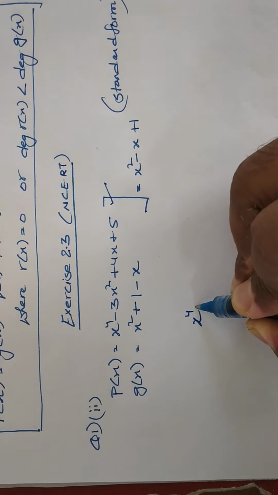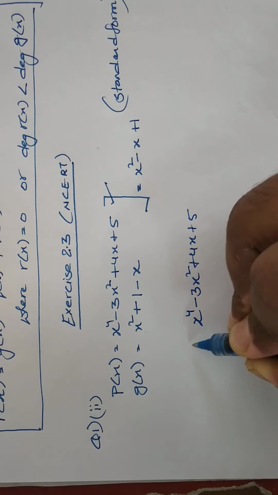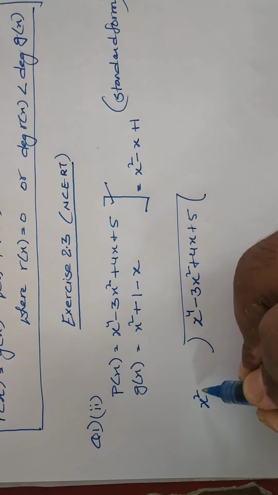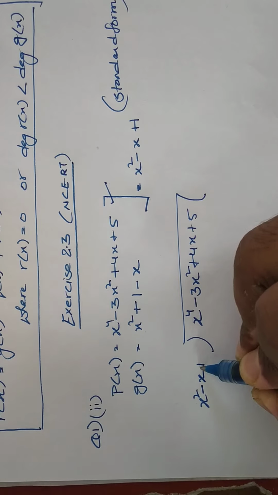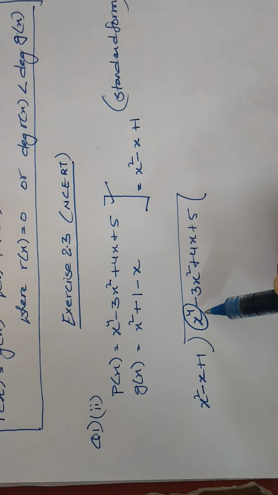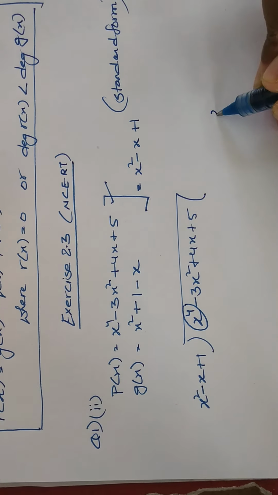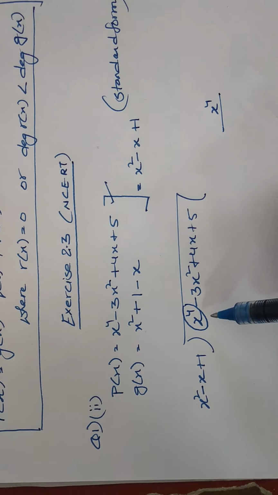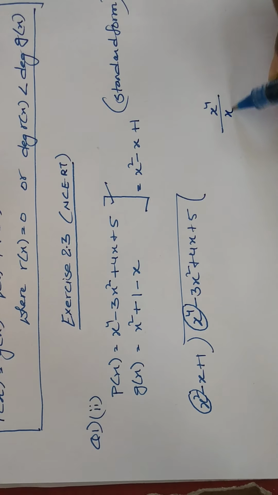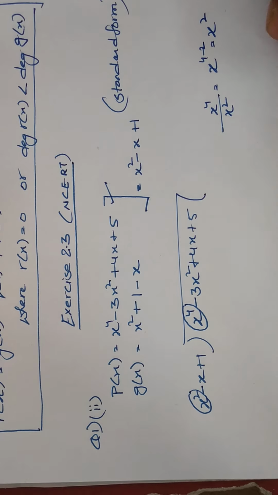That means x to the power 4 minus 3x square plus 4x plus 5, which is actually the dividend polynomial p(x), and the divisor polynomial is x square minus x plus 1. So first of all, to get the quotient, the highest degree term of the dividend is x raised to the power 4. So I will divide the first term of the dividend with the first term, that is the highest degree term of the divisor. By using the law of exponents, I will get x raised to the power 4 minus 2, that is x raised to the power 2.